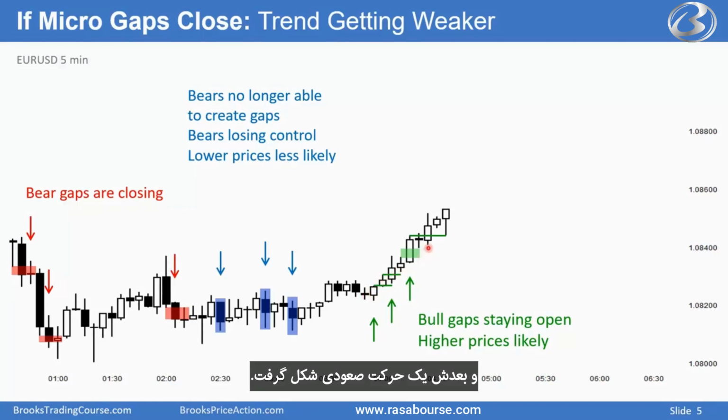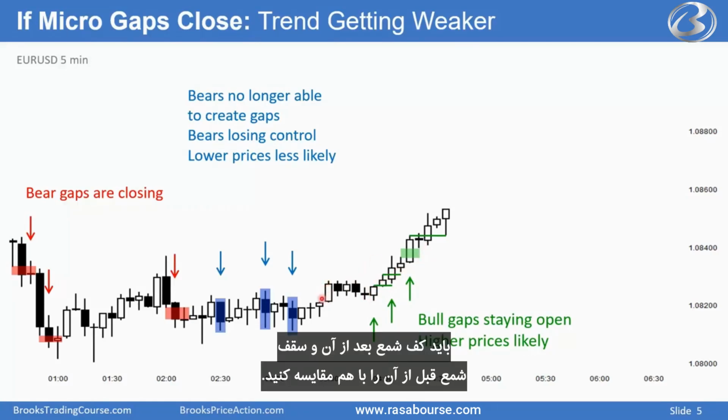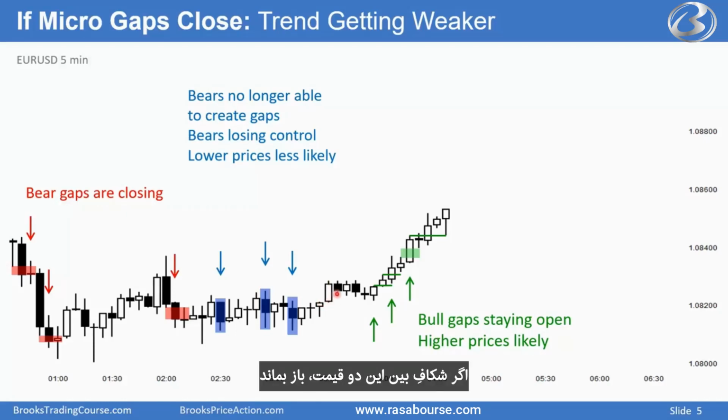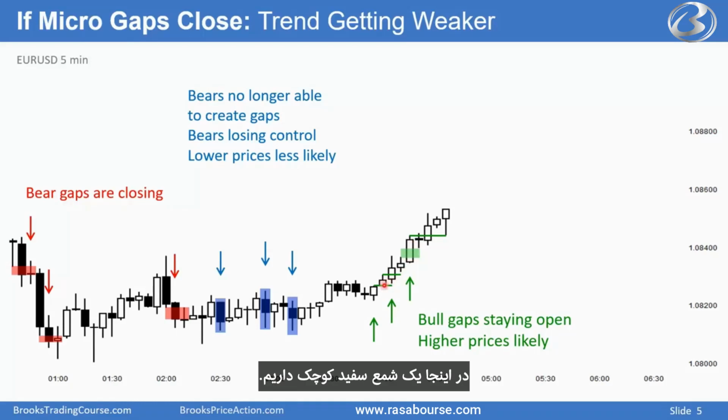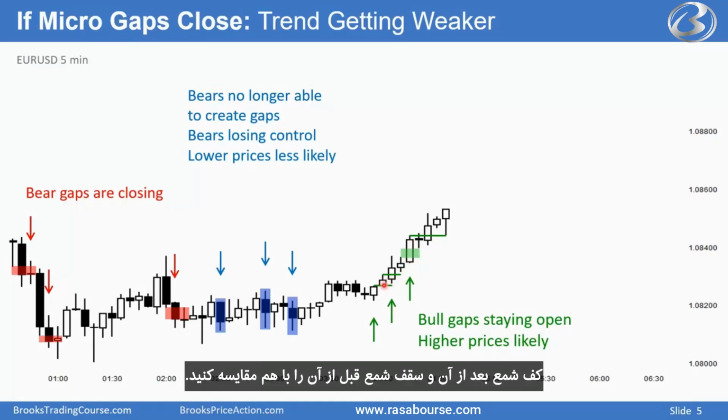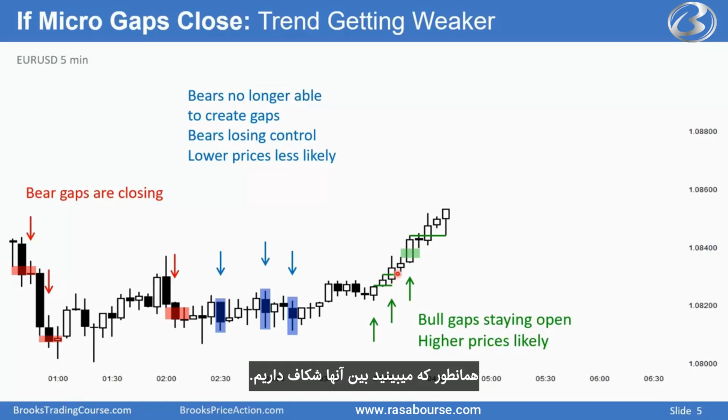And we ended up getting a swing up. Every time you get a bull trend bar, you look at the high of the bar before, the low of the bar after. If the gap stays open, it increases the chances we're going a little bit higher. Then we have a series of bars that have gaps. We have a small bull bar. Look at the low of the bar after, the high of the bar before, the gap stayed open.